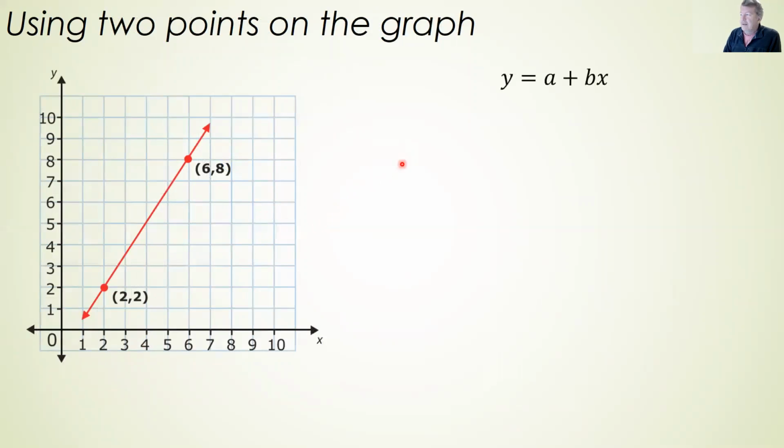Again, let's go back. The y equals a plus bx, but this time we haven't got the y-intercept to find. We've got the gradient we need to get. Now, if you remember, that's rise over run.